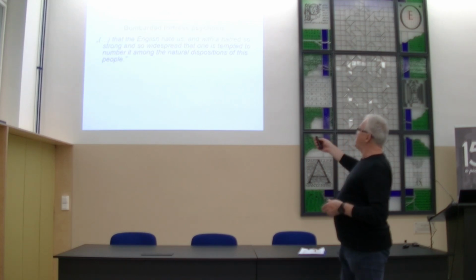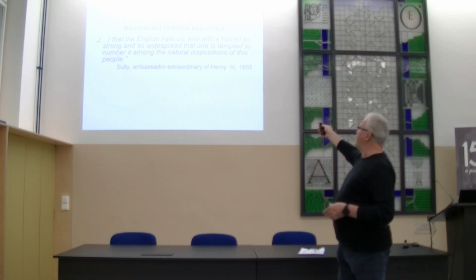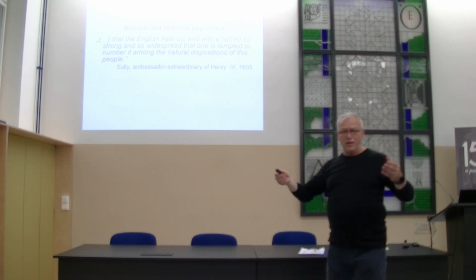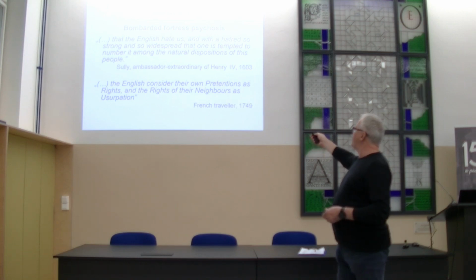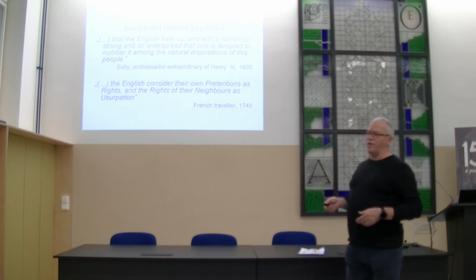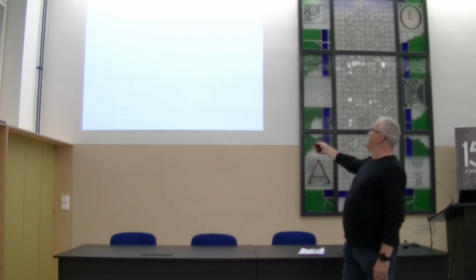Okay, some historical sources. "English hate us," wrote Sully, Ambassador Extraordinary of Henry IV. "English hate us, and with a hatred so strong and so widespread, derived from the bombarded fortress psychosis, that one is tempted to number it among the natural dispositions of these people." Another one, a French traveler in the middle of the 18th century, in the time of the Enlightenment: "The English considered their own pretensions as rights and the rights of their neighbors as usurpation."